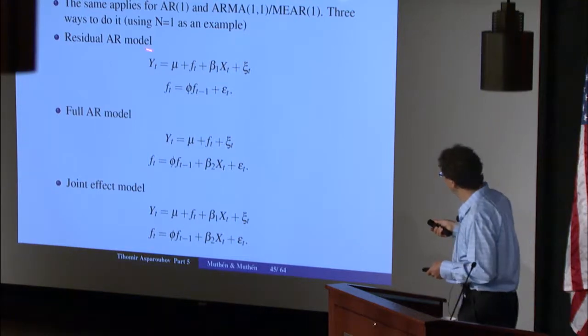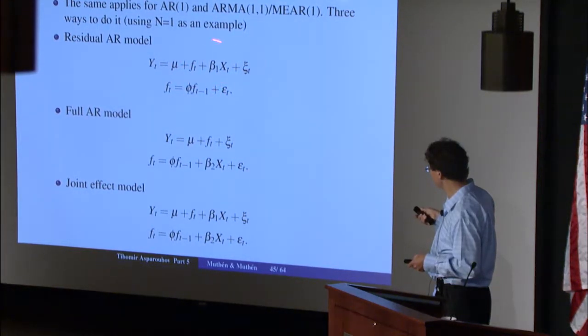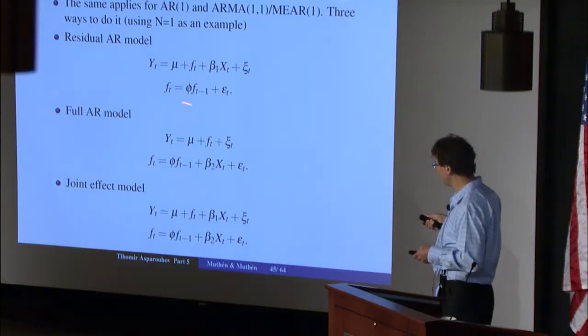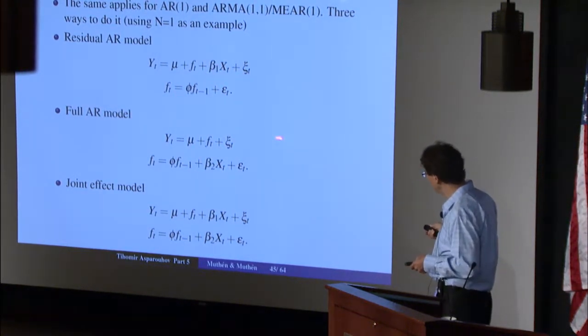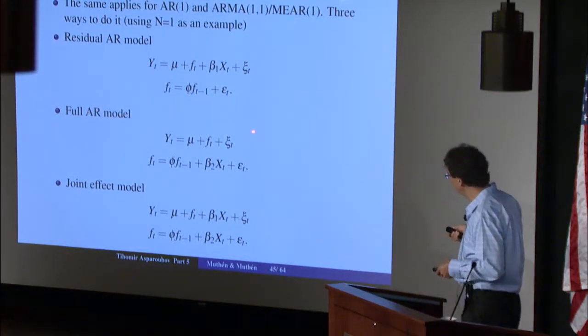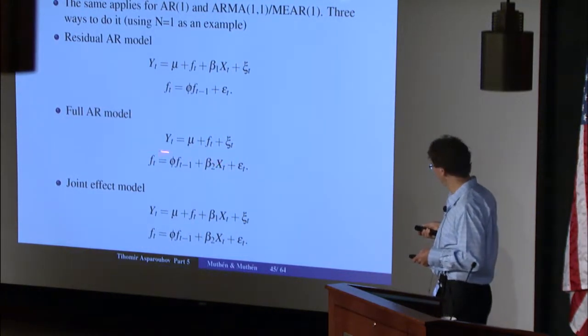Here is what we call the residual AR model. Again, without this covariate, that was basically just the MIR1 model. You have a factor, you have the observed variable measuring the factor, and then the factor has an autoregressive equation, which is the MIR1 model. Now we are adding a covariate in the first equation, which is basically adding the covariate outside of the autoregressive process. You can also do this, which we call the second model, the full AR model. We can actually add the covariate in the autoregressive portion of the model.